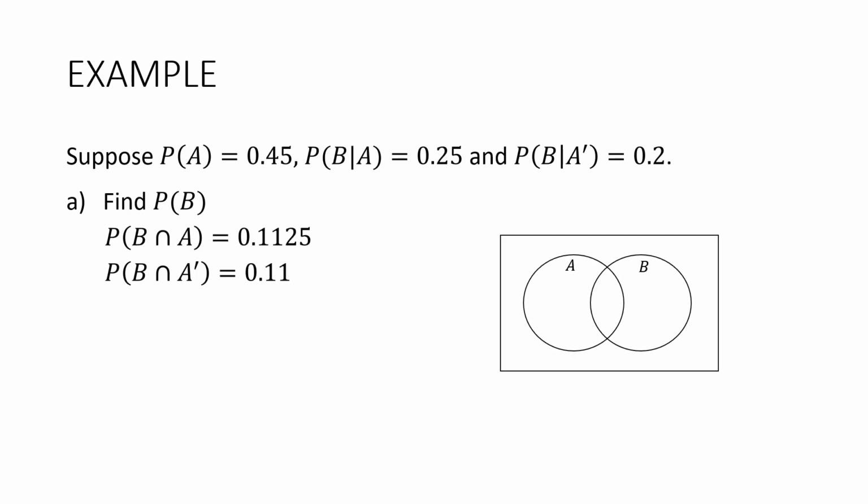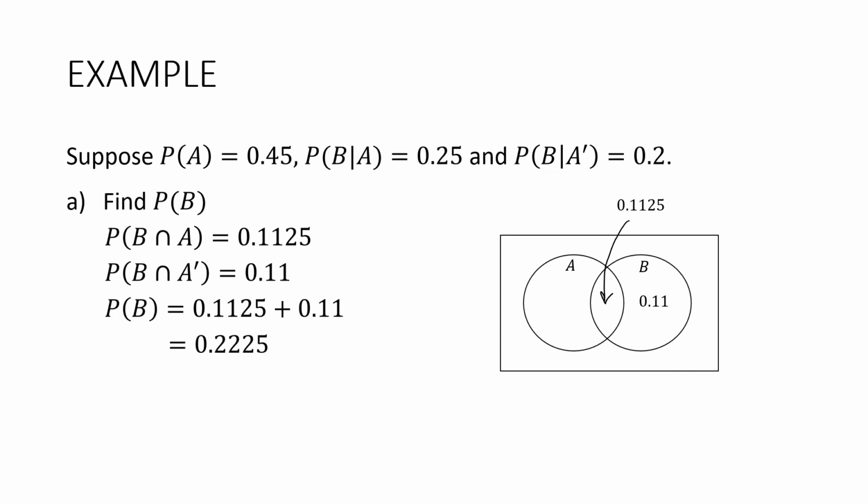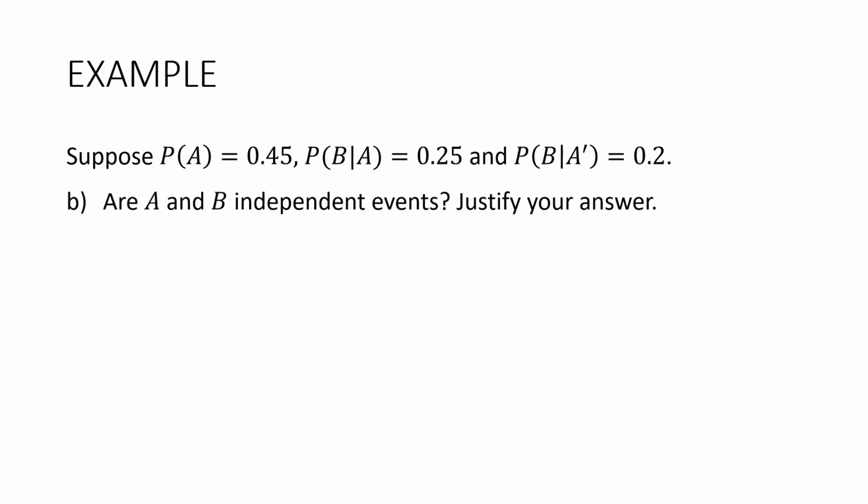Well, let's go to our Venn diagram. The probability of B intersection A, so that's in the middle here, is 0.1125. And this, the probability of B intersection not A, so remember that's everything in B that's not in A, so that's over here, is 0.11. And we can figure out the probability of B, can't we? We just need to add these two together. So the probability of B is going to be 0.2225.